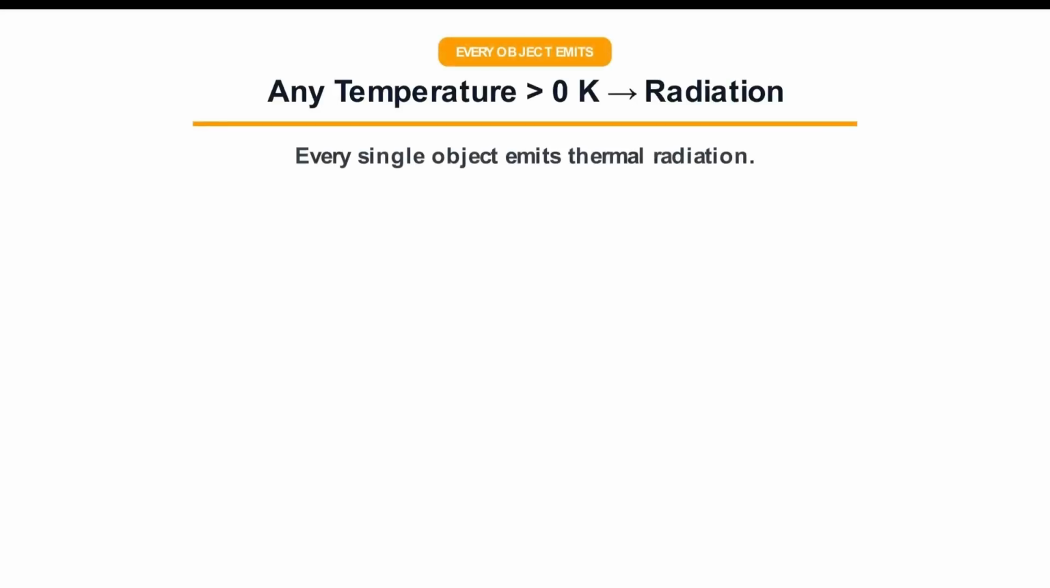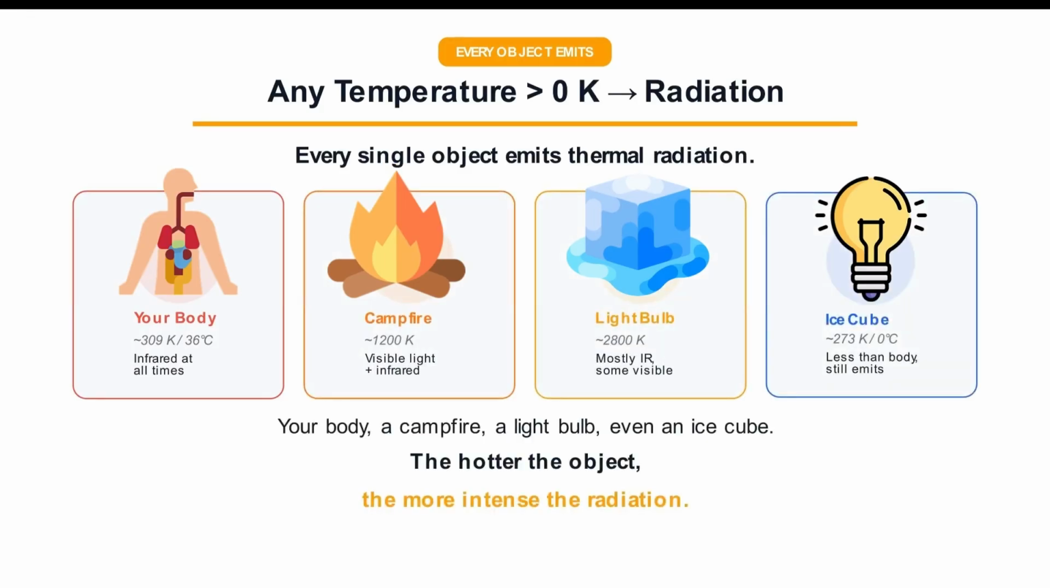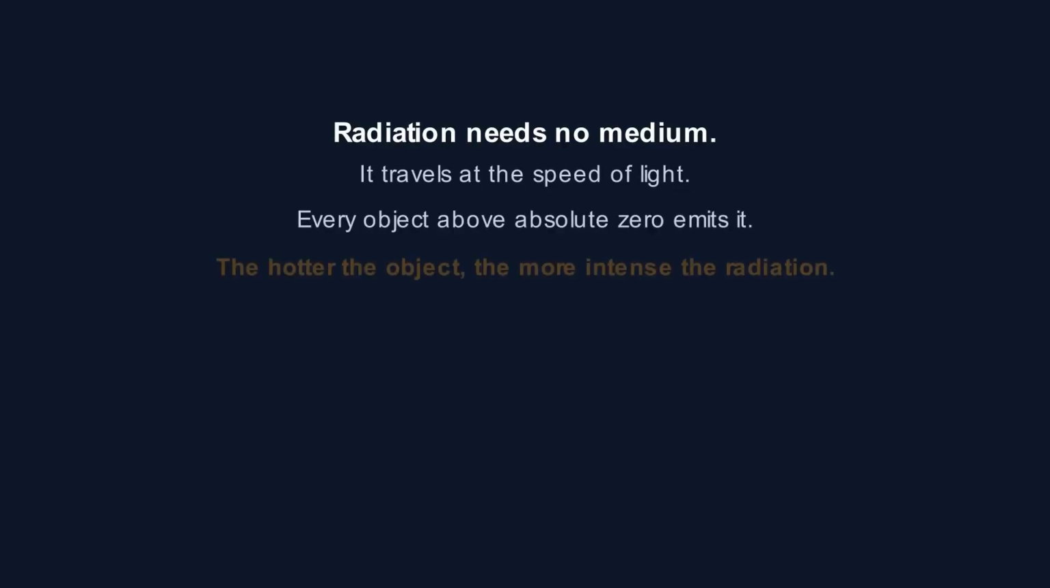Every single object emits thermal radiation. Your body, a campfire, a light bulb, even an ice cube. The hotter the object, the more intense the radiation.